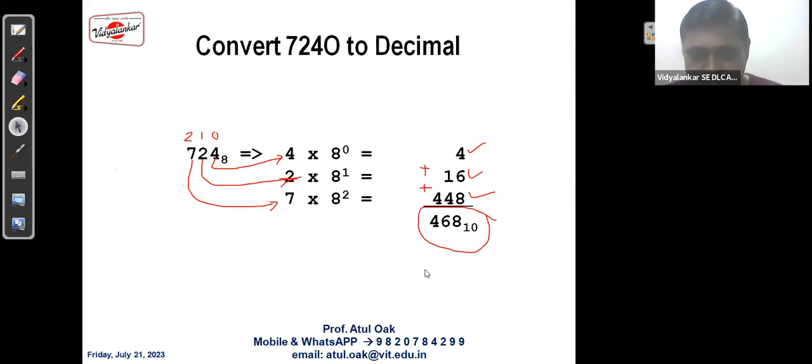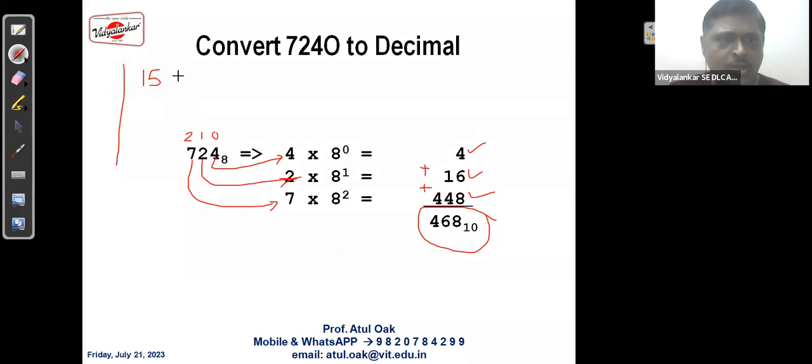Okay, your time is up. If you want to share, you can. But now let's see what is the correct answer. The correct answer is what majority of you are sharing. That is 1111. Okay, it's simple. My question was convert 15 in binary. So this is how we do it.